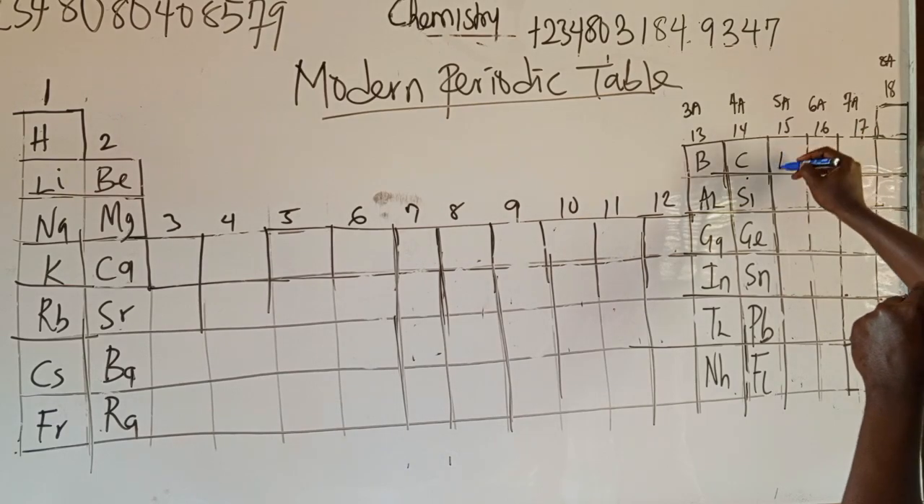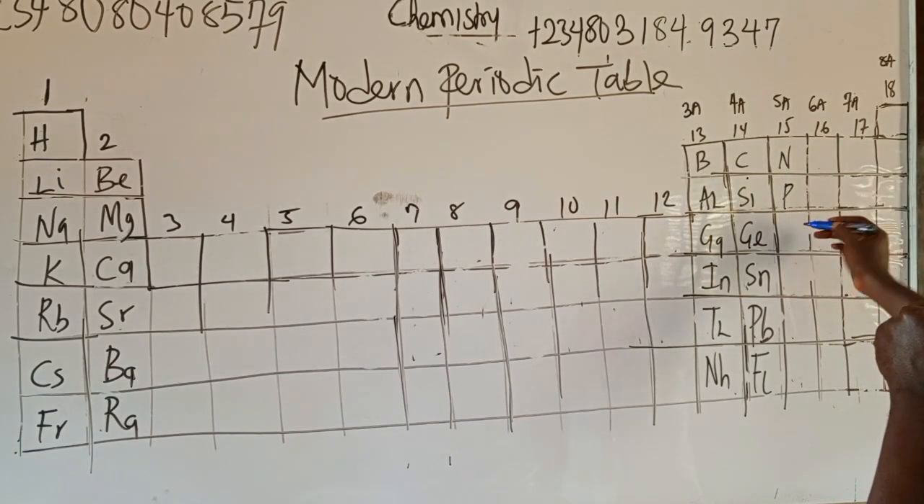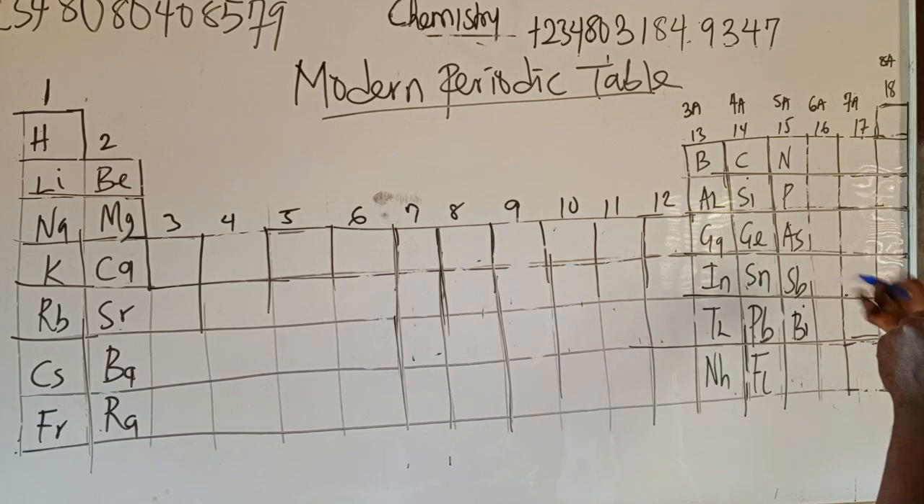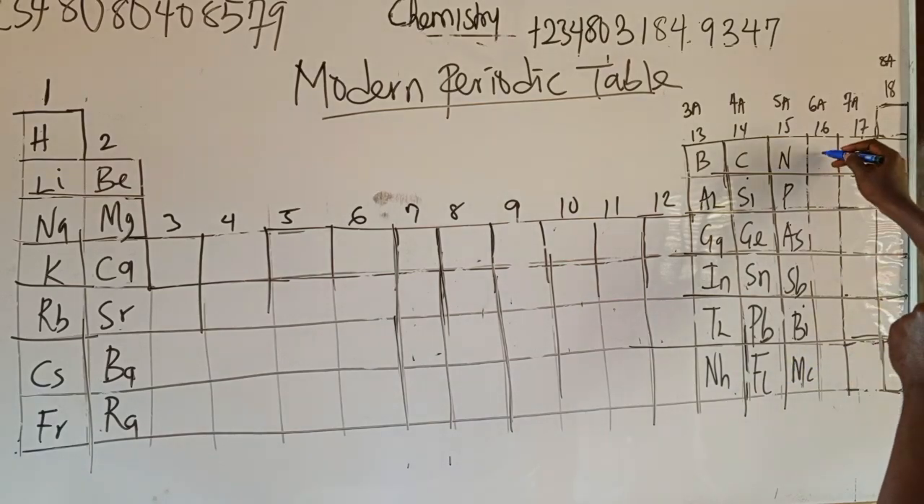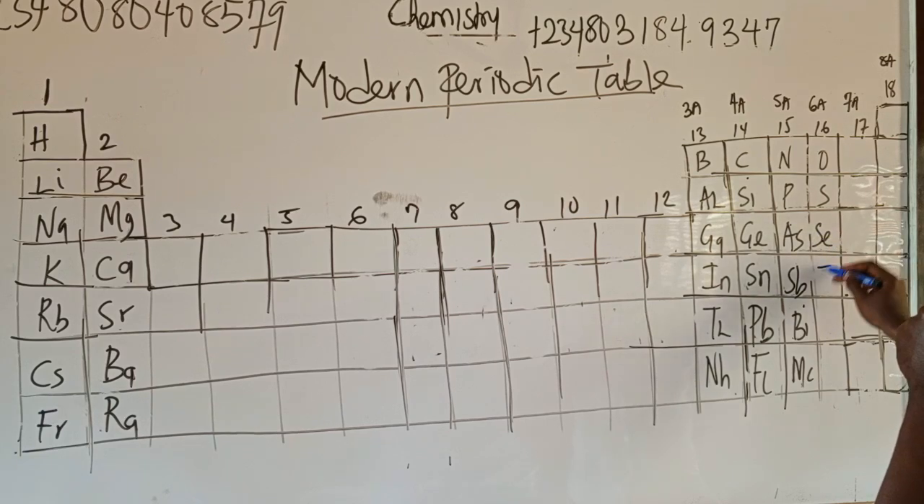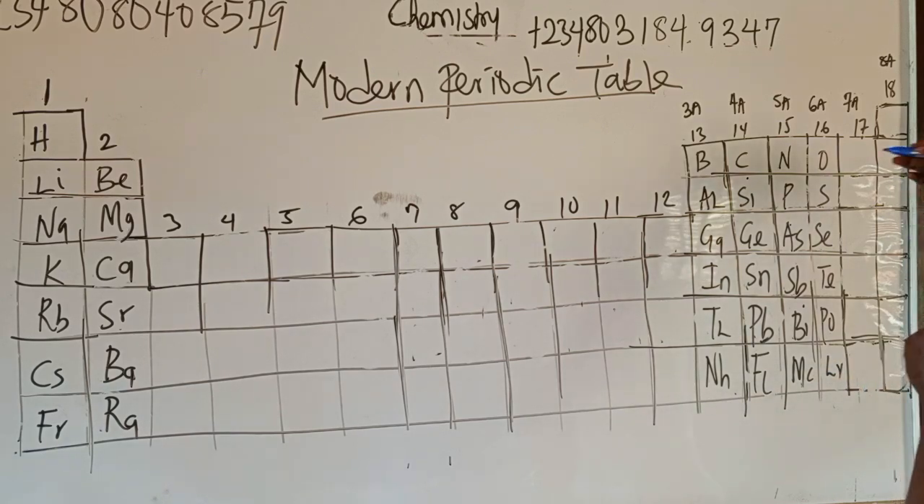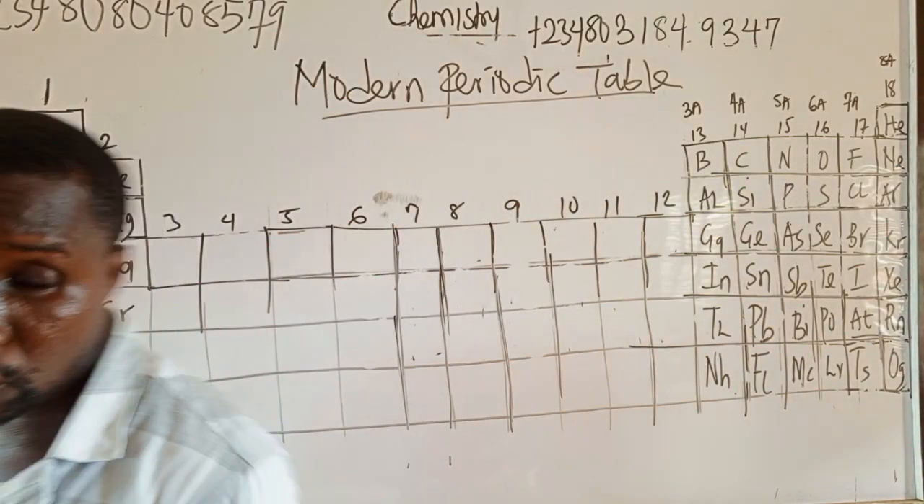Group 15, we have nitrogen, phosphorus, arsenic, antimony, bismuth, and moscovium. Group 16, we have oxygen, sulfur, selenium, tellurium, polonium, and livermorium. Group 17, we have fluorine, chlorine, bromine, iodine, astatine, and tennessine. Group 18, helium, neon, argon, krypton, xenon, radon, and then oganesson.